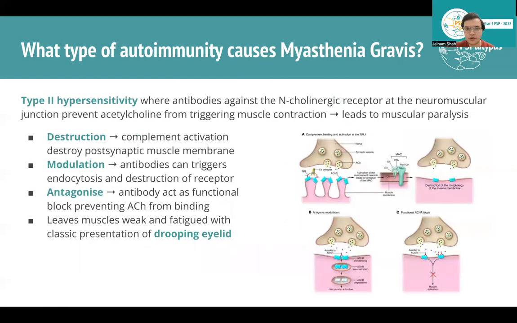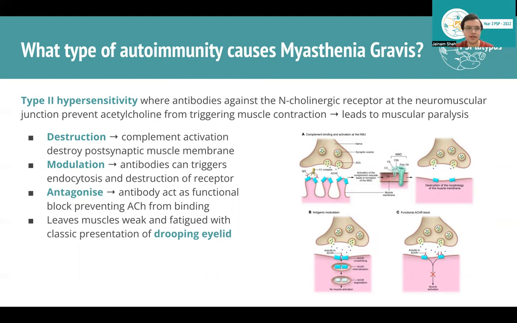Myasthenia gravis is an interesting one. You don't need to know too much here. It's a type 2 hypersensitivity where you get antibodies against the N cholinergic receptors. You would have covered the different types of cholinergic receptors back in first year. You have the M and the N. These ones are responsible for allowing signals to be conducted across neuromuscular junctions. So if you're blocking those, you're preventing acetylcholine from then triggering muscle contraction, which leads to paralysis.